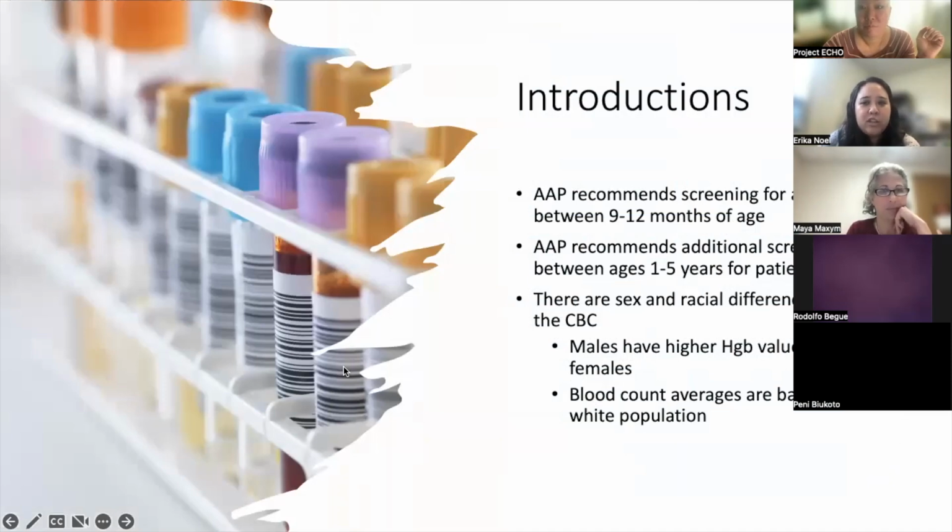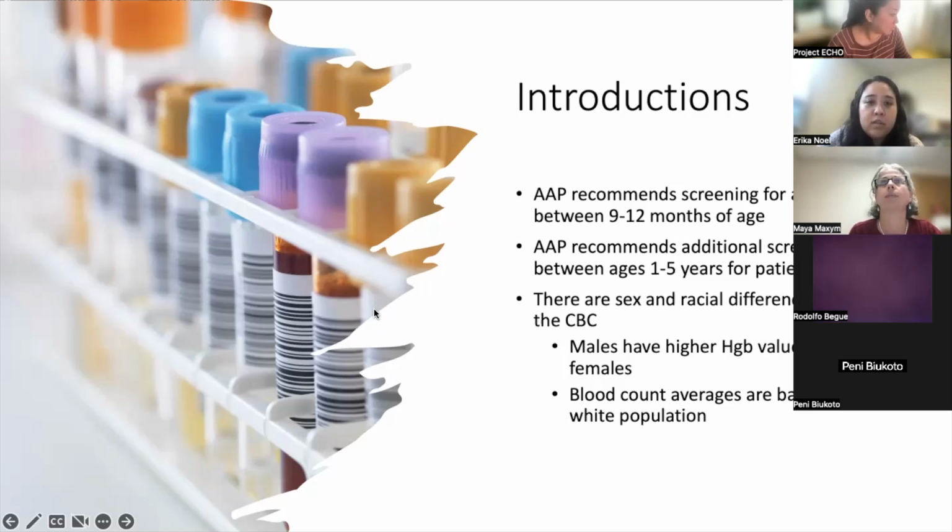But just as a quick introduction about the CBC, the American Academy of Pediatrics recommends screening for anemia between 9 to 12 months of age, meaning every single baby between that time period will get a blood draw to screen for anemia. And they also recommend additional screening between ages 1 to 5 for patients at risk, which includes patients who've had previous anemia lab results or patients who drink an excessive amount of cow's milk, which can cause an increased risk for anemia as well.